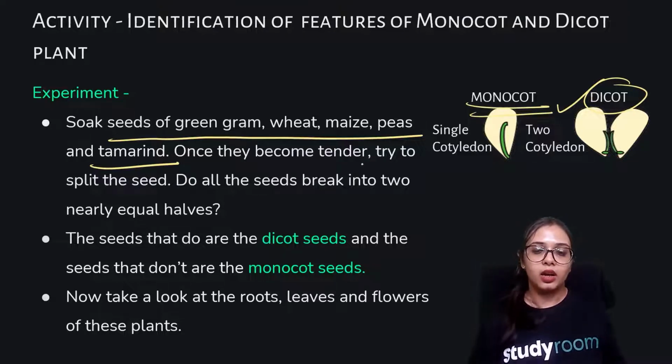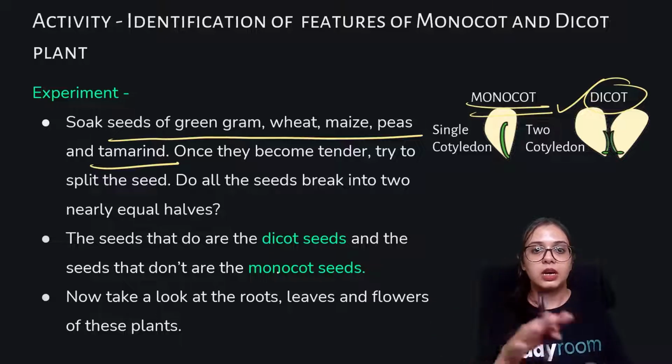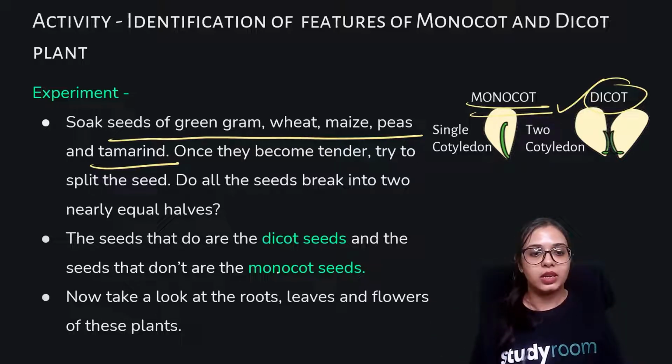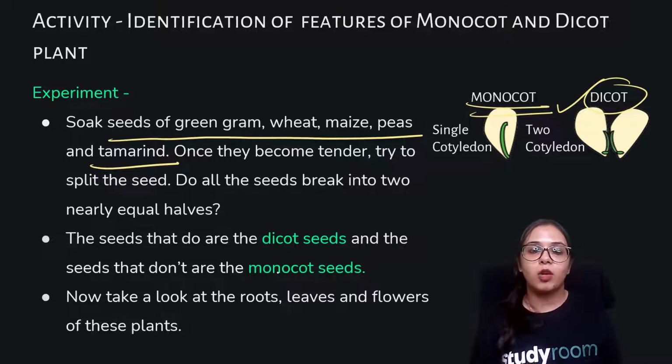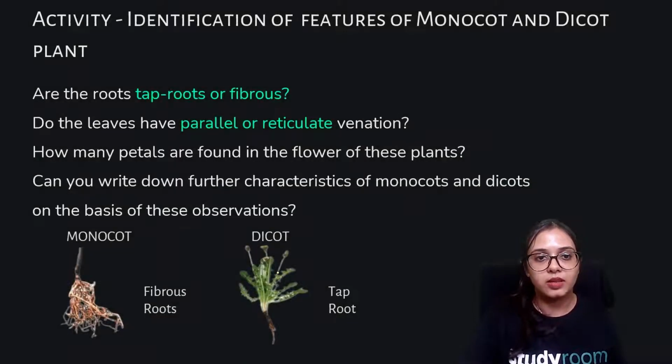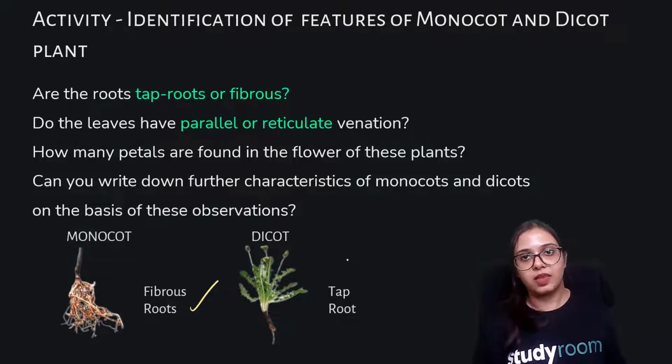Alright, then you take a look at the other body parts of these examples that you have taken: roots, leaves and flower. Now monocots and dicots, the major distinction obviously is that monocot plants have one cotyledon, and dicot plants have two cotyledons, but there are other differences as well. The first major difference is that monocot plants have fibrous roots, and dicot plants have taproots.